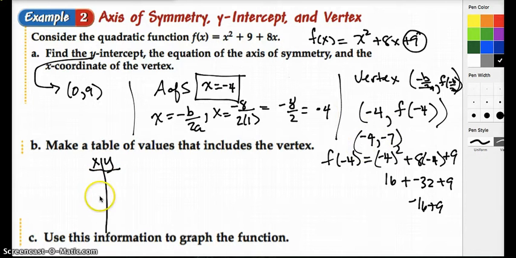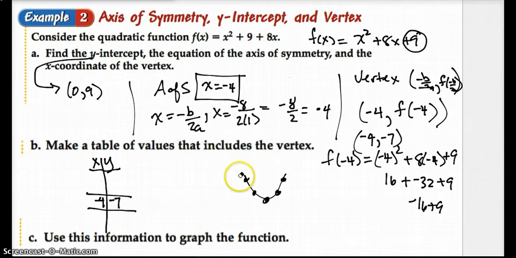So the next thing we're going to do is make this table of values including the vertex. Now the smart money is on starting with your vertex right in the center of your table of values, because if you think about it, your vertex is going to be that curve point. Let me draw a little diagram. So you know that what happens on one side of your vertex is going to happen on the other. So we're going to cheat a little bit, right? We're going to try to do as little work as possible.